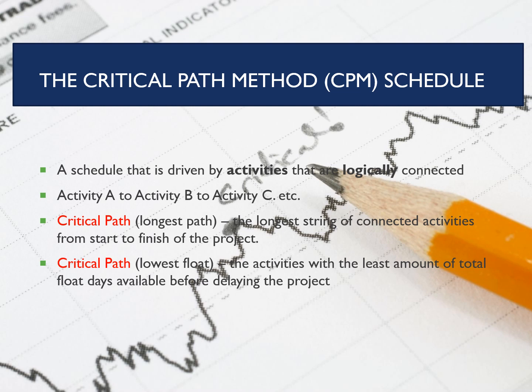A critical path can also be defined as the one with the lowest amount of float. So if you have a project that you have been given 30 days to complete, but it's only going to take you 20, you would have 10 days of float in there. And we would say which activities have 10 days of total float before they start delaying the project. And those would be the lowest float critical path activities.